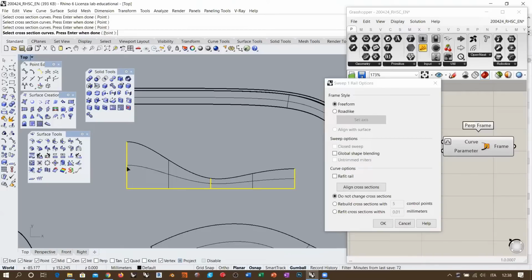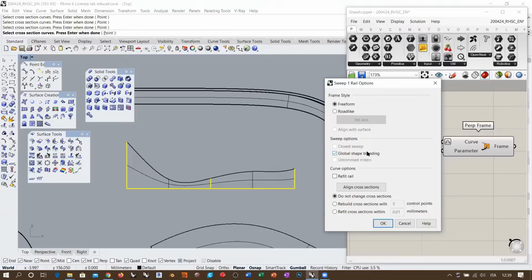That means that this cross section converts into this one, not with a constant speed. So this interpolation is slower on the first part, is faster on the center part, and slower towards the end of this interpolation, this morphing. Okay, and the same happens between this second cross section and this third one. Okay, but you can also activate the global shape blending.